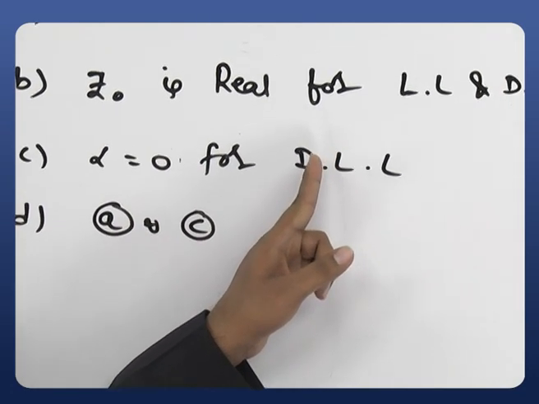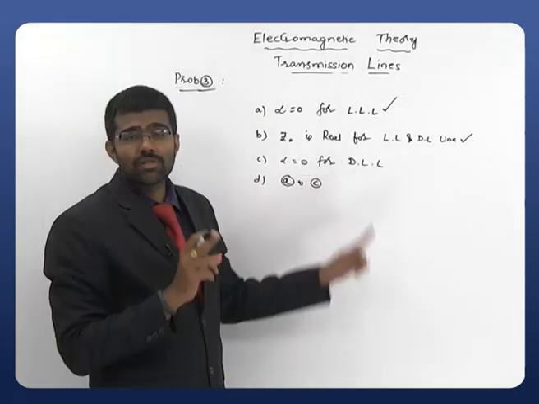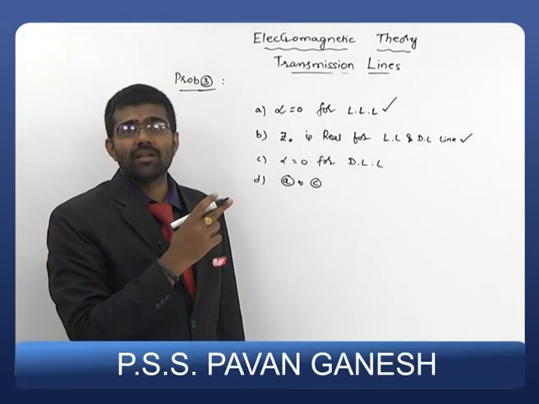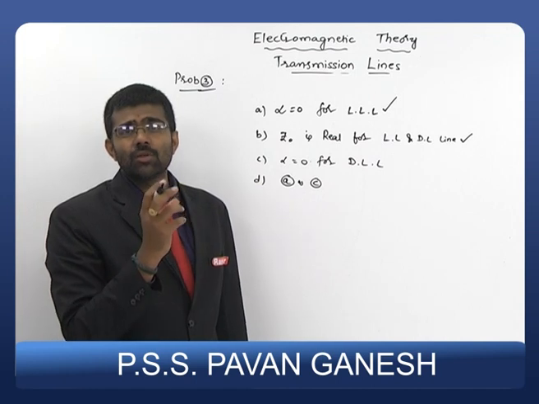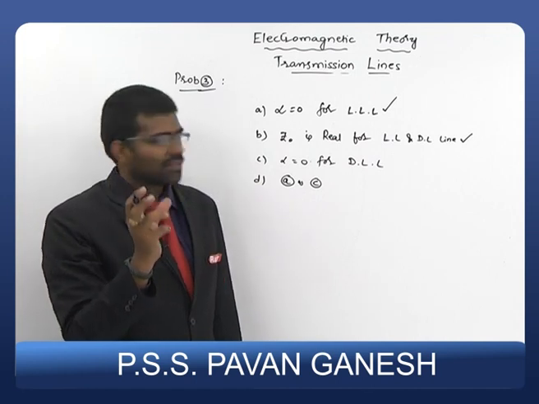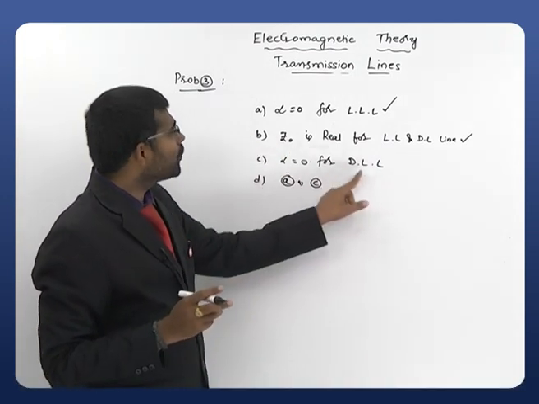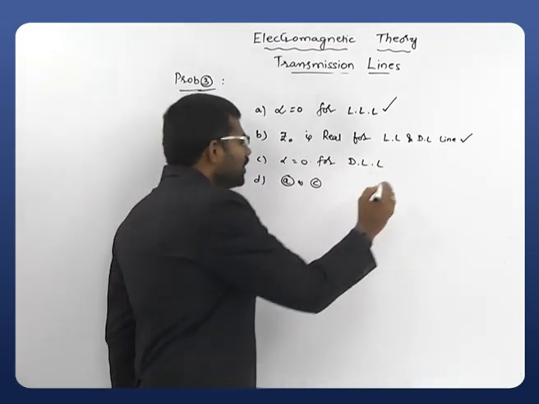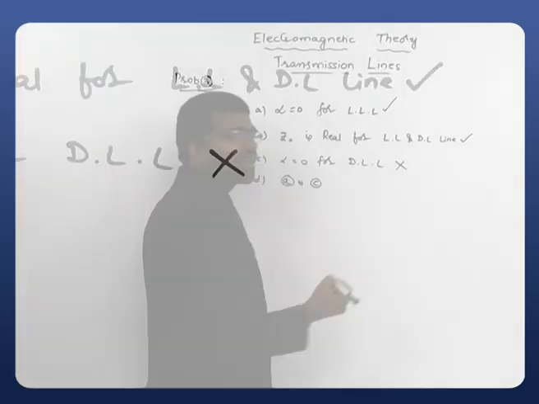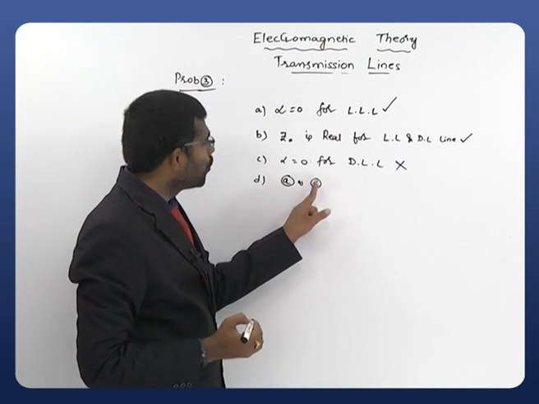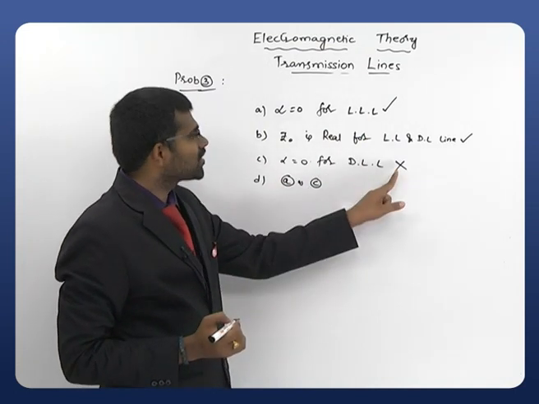Now observe this one. For a lossless line, alpha is equal to 0, but for a distortionless line, it need not be 0. And something you will get, a constant. That's why this is not equal to 0 for a distortionless line, right? So this is not correct. Option A and C both are not correct. This is correct and this is not correct.